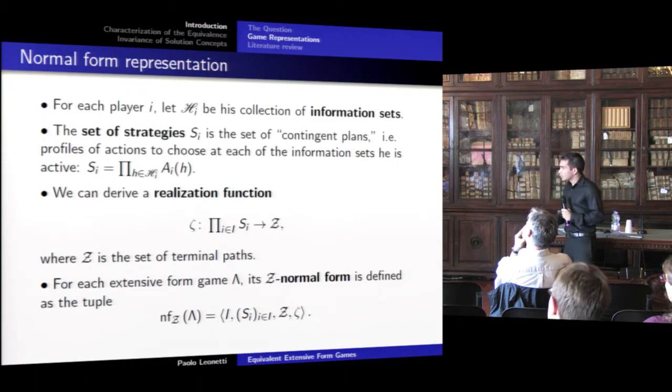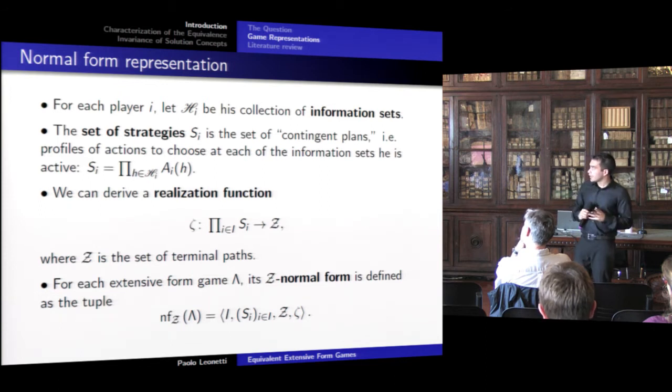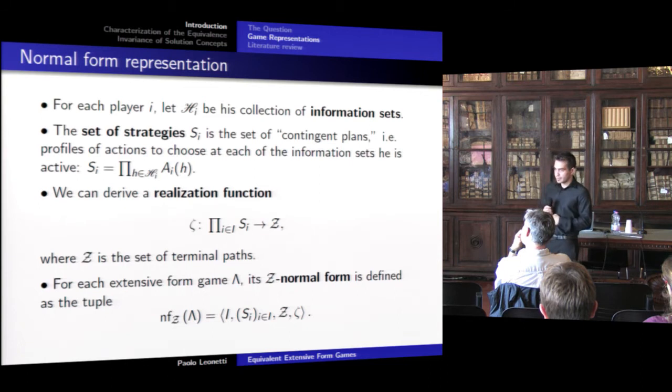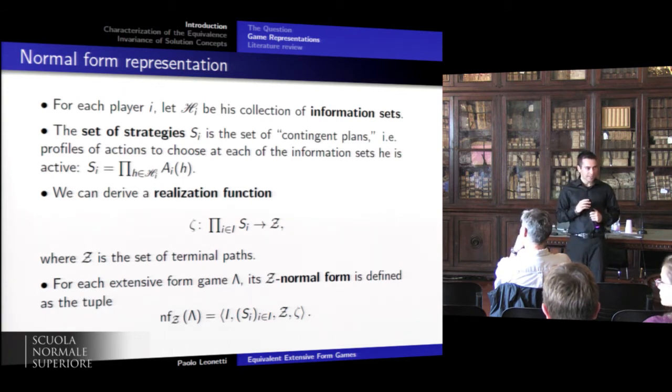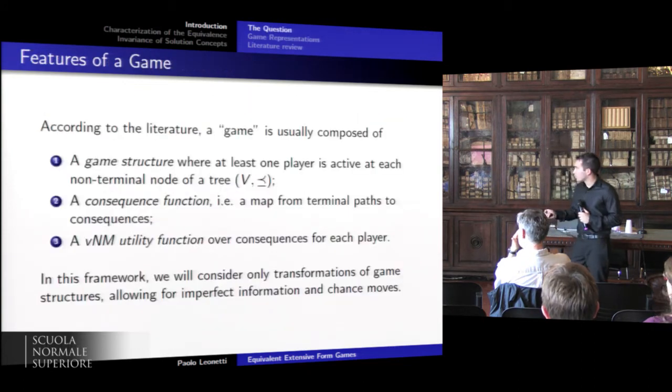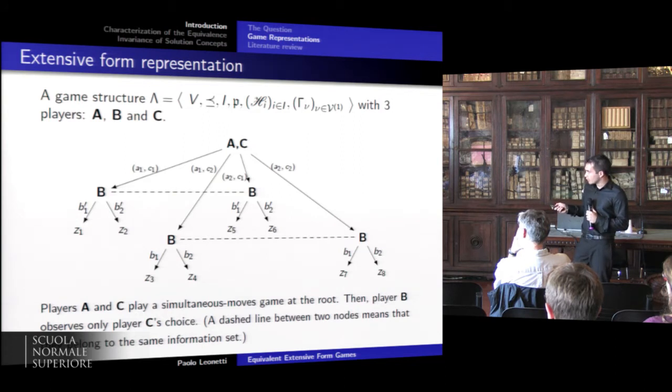Okay. Another way to represent game structures is the normal form. To define the normal form, we have first to define the information sets. Information sets is a partition of all the nodes where the player is active and is not able to recognize where it's active. And in particular, it is the coarsest partition. It means that, for example, in this game, the information partition of player B is this one and this one, because the nodes where he is active are 1, 2, 3, and 4, and the coarsest partition of this set of nodes is that one.